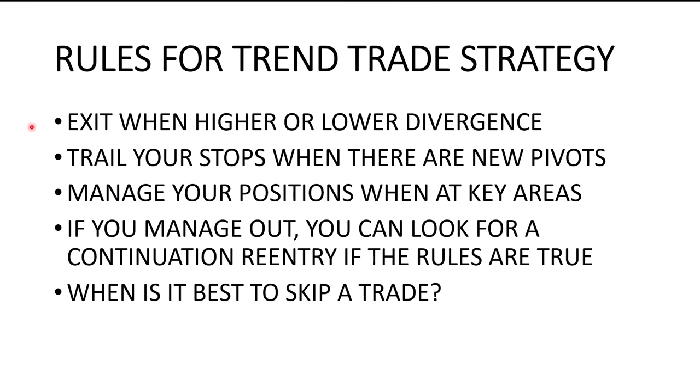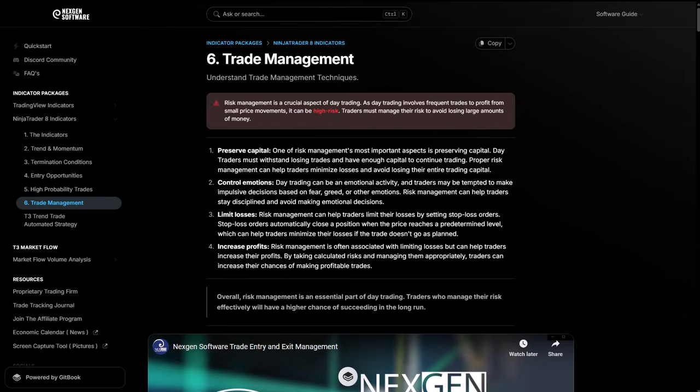In my management video, which you can go watch on YouTube, we discussed exiting when there's a higher or lower divergence, trailing your stops when there's new pivots, managing your positions at key areas, and if you manage out, you can look for continuation trades. And then ultimately, when is it best to skip a trade? All of our management rules are in the user guide under the trade management section under NinjaTrader indicators. So if you need a refresher on management, please go review the user guide.